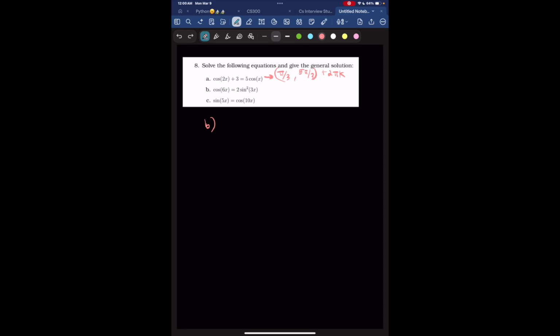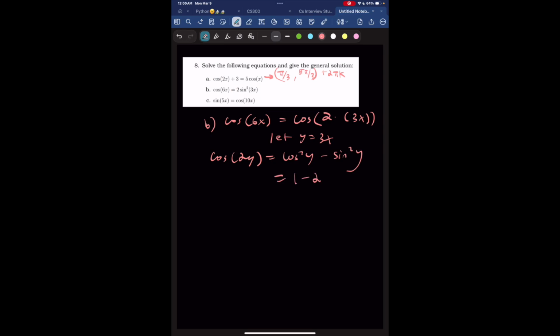Well, cosine of 6x is special because 6 is an even number, so it can be factorized with a 2 out of it, so 2 times 3x. So if we let y equal 3x, this becomes cosine of 2y, which we know is cosine squared of y minus sine squared of y. Notice that we have sine squared terms on the right-hand side, so we should write this in terms of sine. With that, we can substitute it back in.